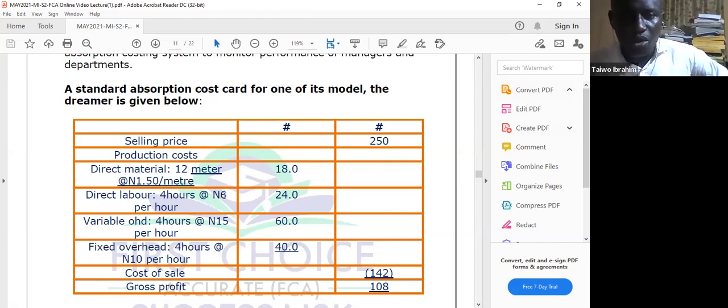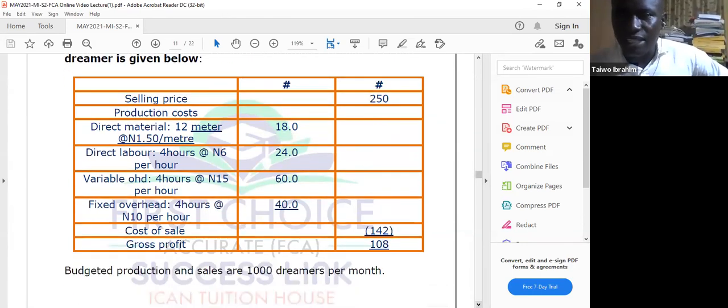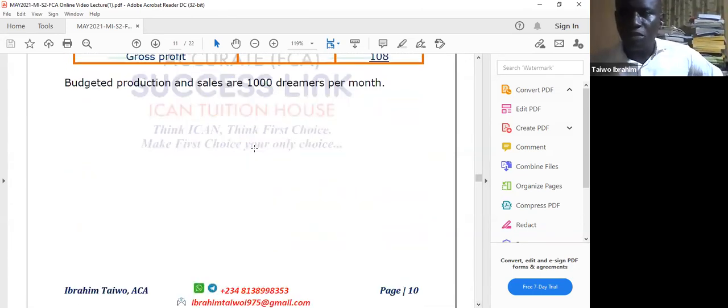But the rate of each of these items differs: labor is 6 naira per hour, variable overhead is 15 naira per hour, while fixed overhead is 10 naira per hour. When they added all these costs together, that's 18, 24, 60, and 40, they got a cost of sales of 142. They deducted that from the standard selling price and got a gross profit of 108. So they are expecting to make 108 naira on each product. That's their budget.